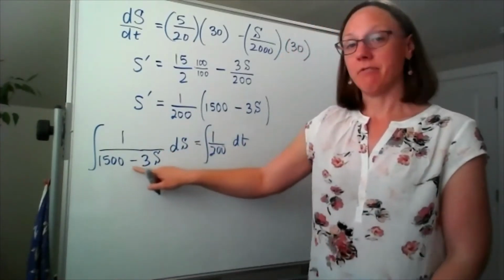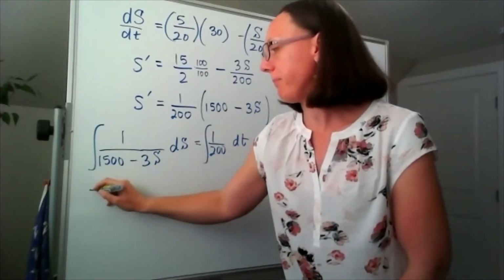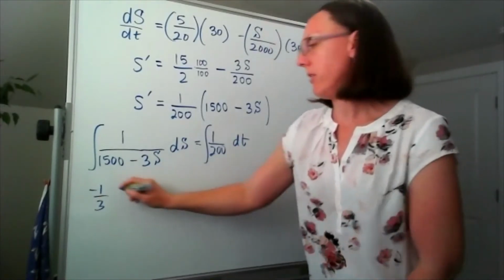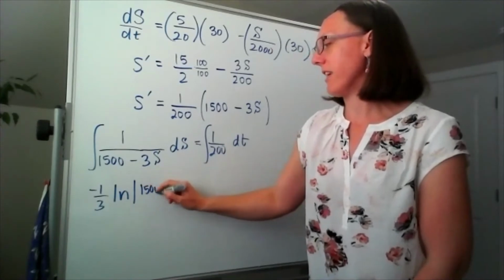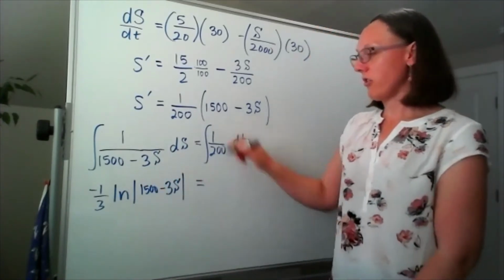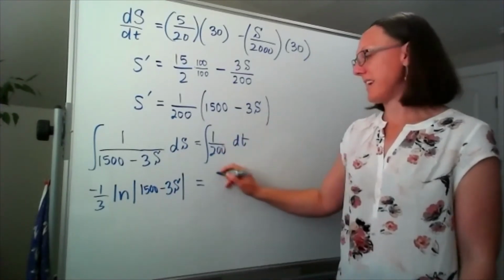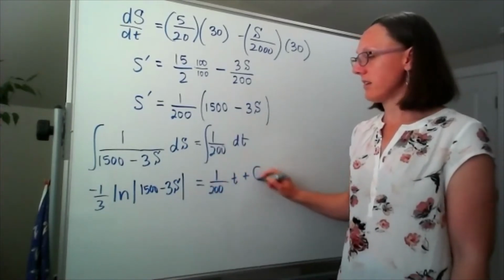And I'm going to have to divide by the -3 to correct for that chain rule that we would have if we were taking the derivative of ln of 1,500 minus 3s. On the right-hand side, I'm integrating 1 over 200 with respect to t. So I'd get 1 over 200 t plus a constant.